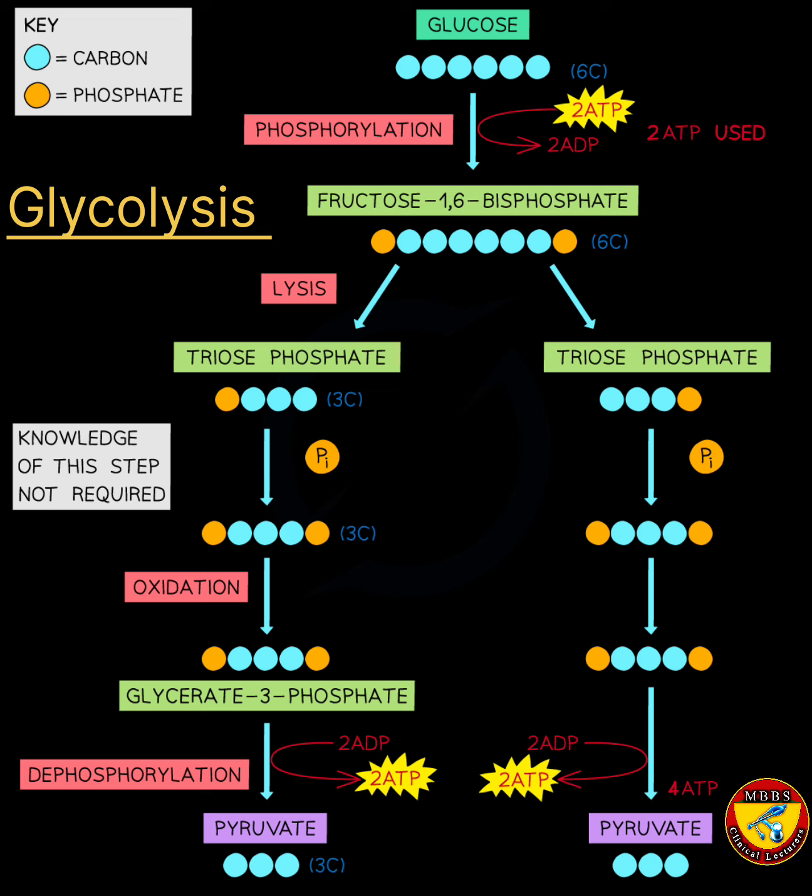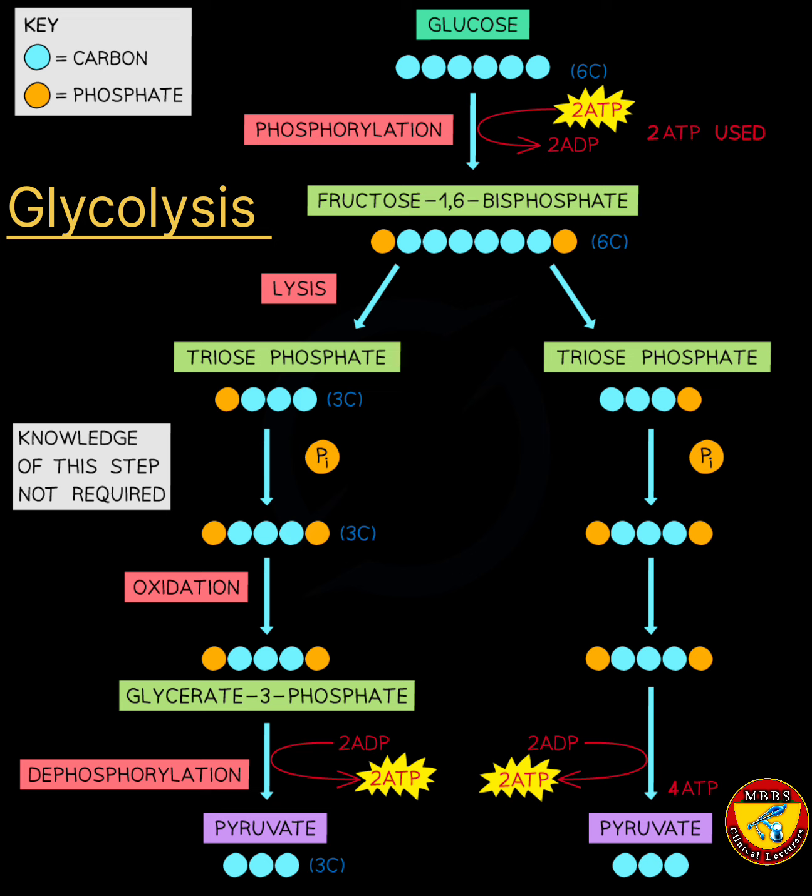Fructose-1,6-bisphosphate to glyceraldehyde-3-phosphate, G3P, plus dihydroxyacetone phosphate, DHAP. Enzyme: aldolase. The fructose-1,6-bisphosphate is cleaved into two 3-carbon molecules, glyceraldehyde-3-phosphate, G3P, and dihydroxyacetone phosphate, DHAP.